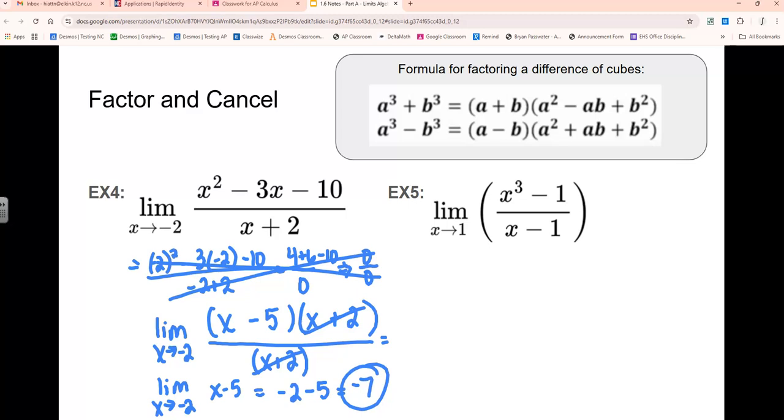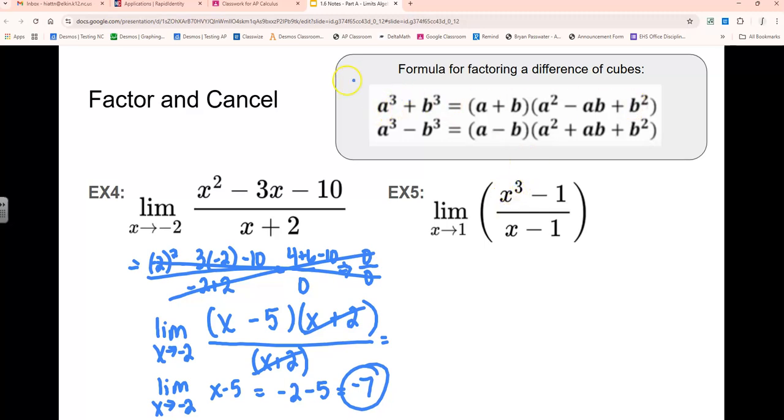Example 5. I don't believe we've done this. I don't believe we factored a difference of cubes. And like I said, I haven't really seen it on the AP exam, but our textbook throws these in there pretty often. So I want us to see it in case we end up doing some of those problems.